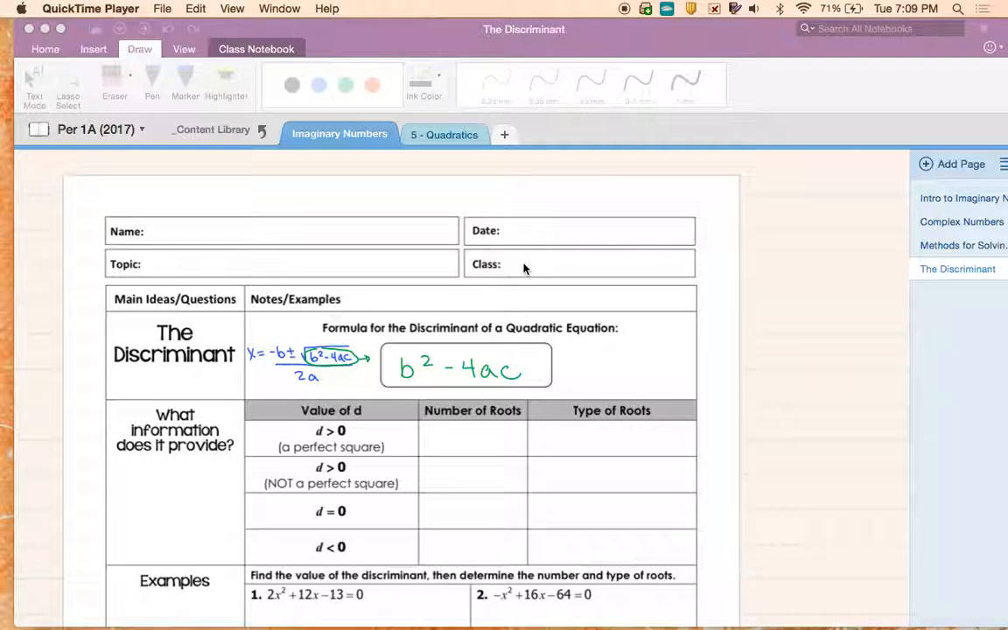All right, you guys, these are the last set of notes for this 9 weeks. Okay, so the discriminant, that's your purple paper.